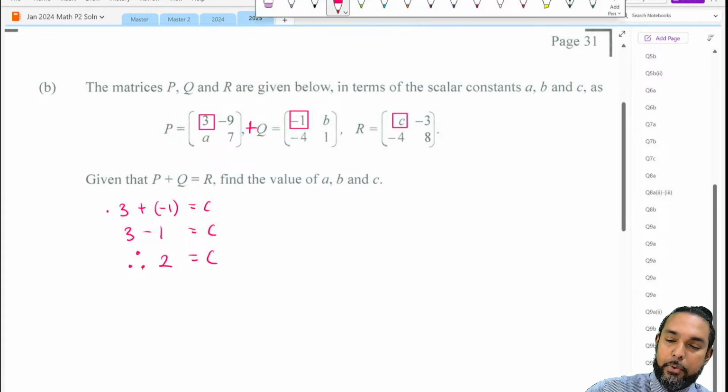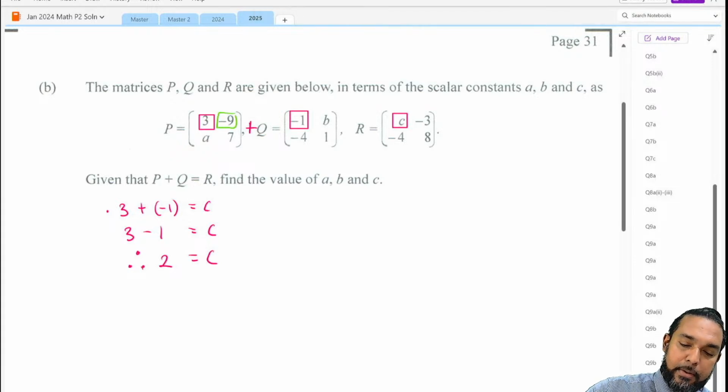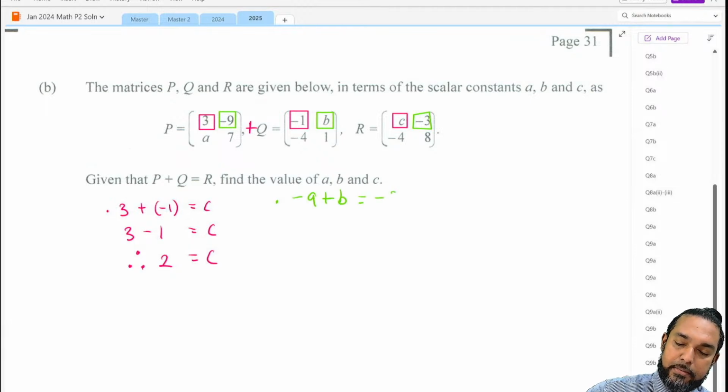We're going again. Top right-hand side plus top right-hand side is equal to top right-hand side. So the next statement will be minus 9 plus b is equal to minus 3. To solve for b, you could add 9 to both sides. So b would be equal to minus 3 plus 9, which is the same as 9 minus 3, so therefore b is equal to 6.